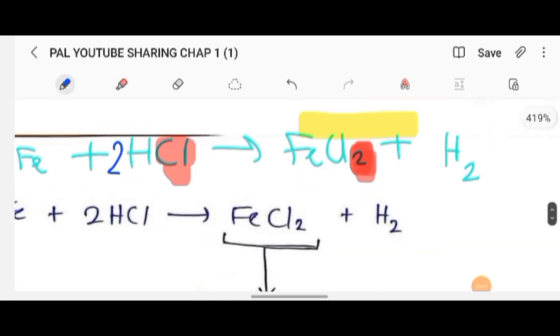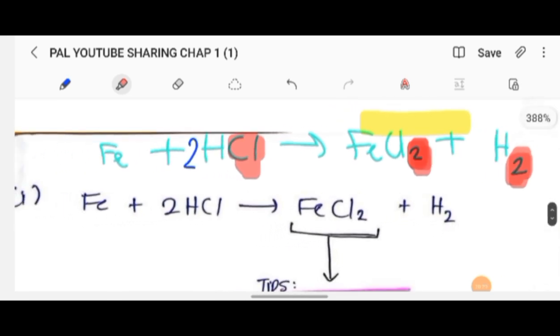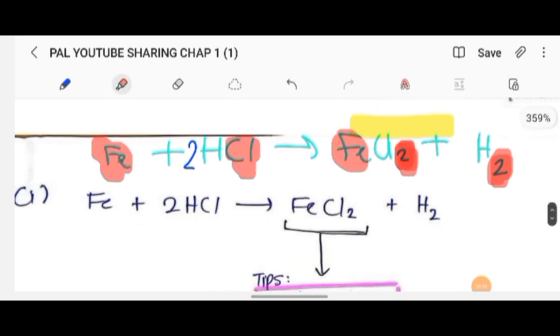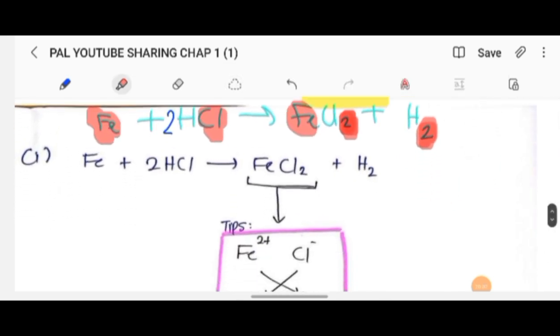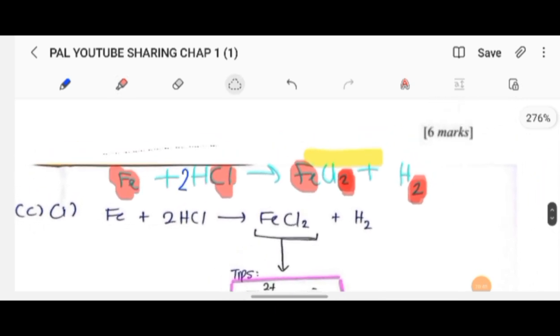And then H2, H has the number 2 here, so we look at H here, and H here already has 2. So it's already balanced. Fe here is just fine, meaning it's balanced. So this is the equation for the question given.